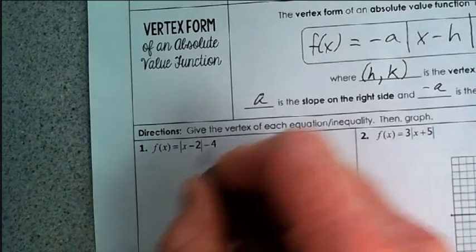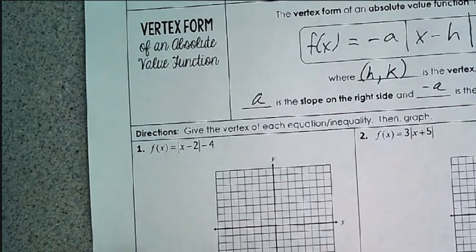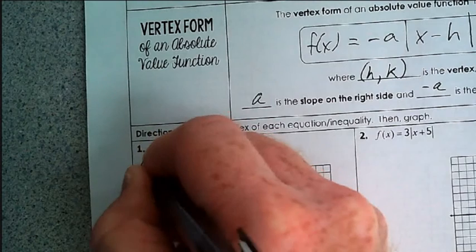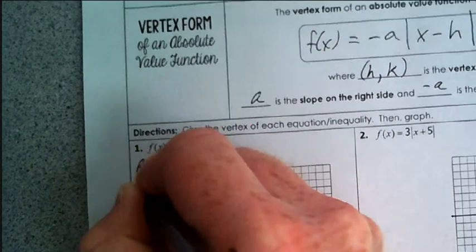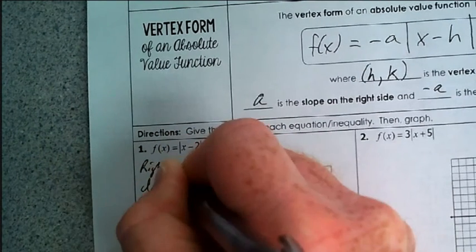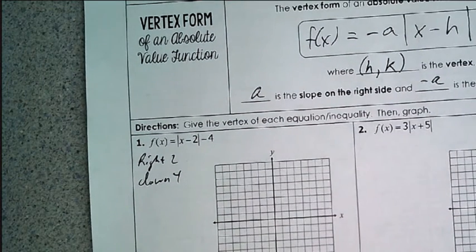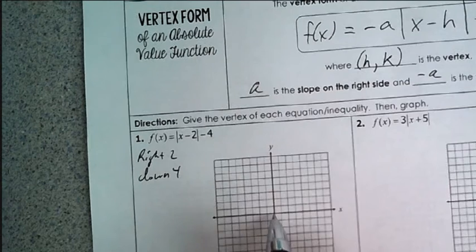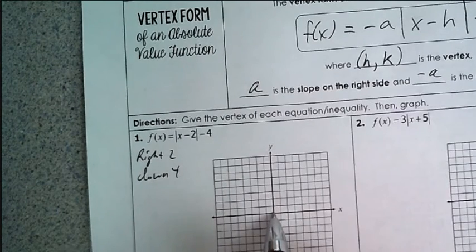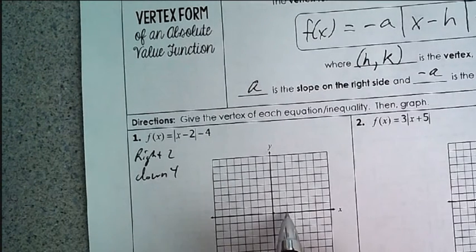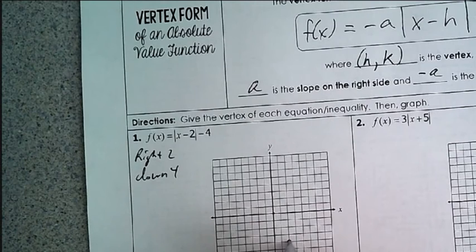All right, let's say what the transformations are. You say right 2, down 4. So that's what's happening. Normally, for the parent absolute value function, the vertex is at 0, 0, correct? Yeah. So if I were to go right 2 and down 4, that takes me to my new vertex.